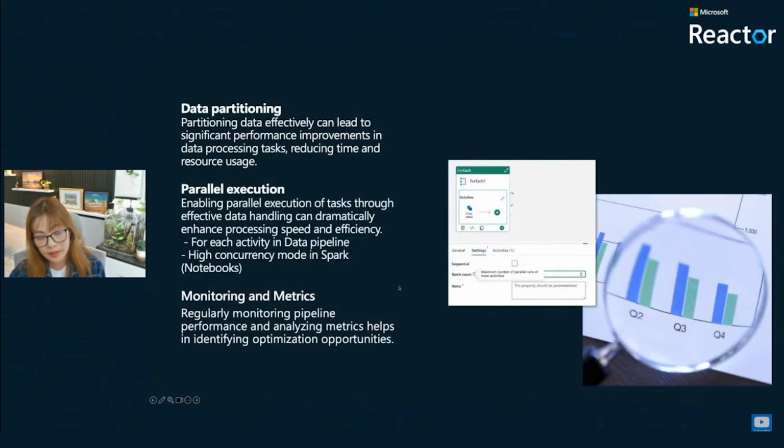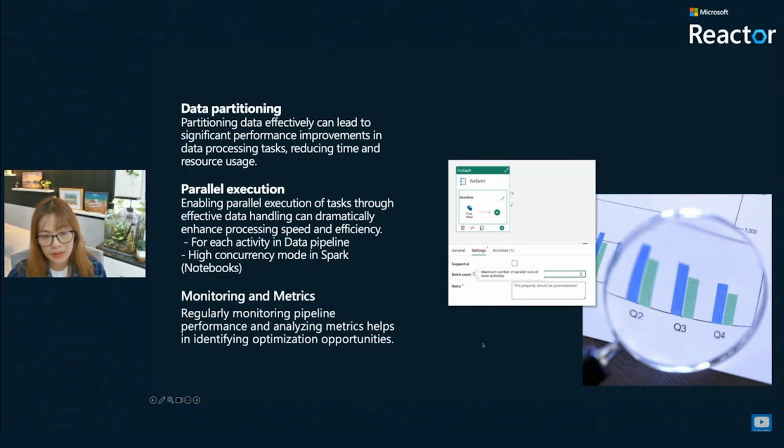Now, other tips and tricks here. Data partitioning. Partitioning data effectively can lead to significant performance improvements in data processing tasks, reducing time and resource usage. You can also enable parallel execution of tasks, and effective data handling can dramatically enhance processing speed and efficiency. You can do that either with the pipeline by using the ForEach activity, where you can set the batch count, which is the maximum number of parallel runs of the inner activities, or you can also do it in Spark with the high concurrency mode.